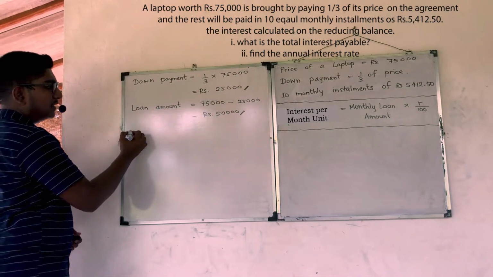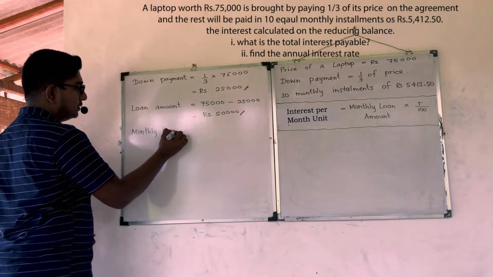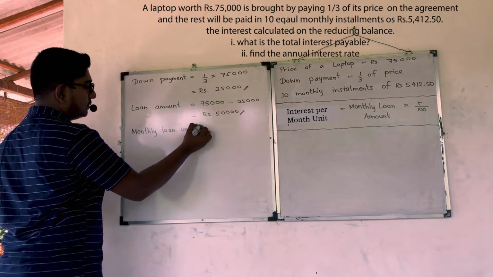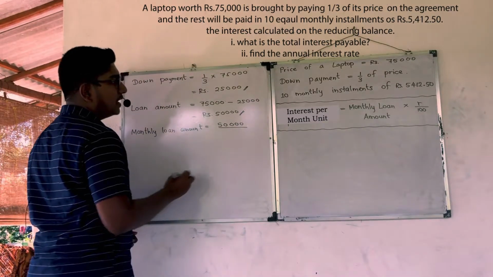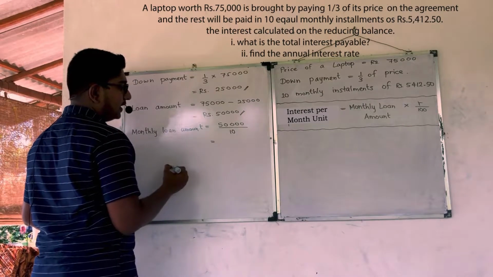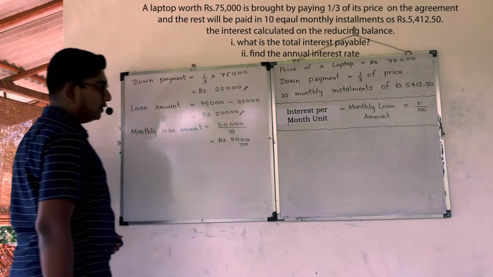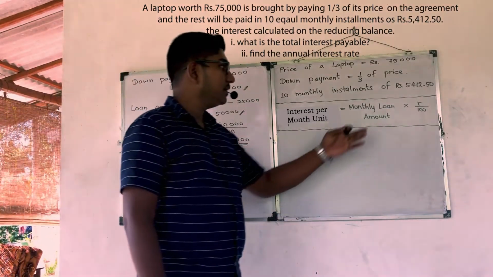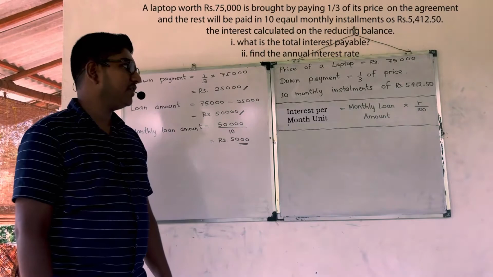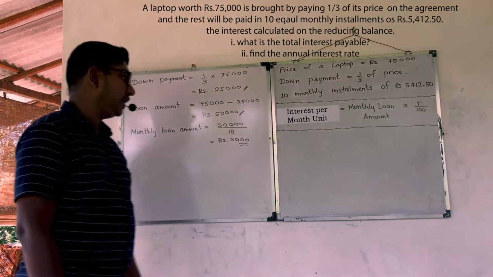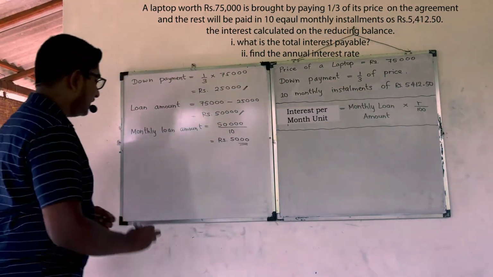Now we can calculate the monthly loan amount. Total loan divided by number of months, 10. 5,000 is the monthly loan amount, but we have to pay a value of 5,412.5 as an installment. That means there is a difference of 412.5. That is the interest.